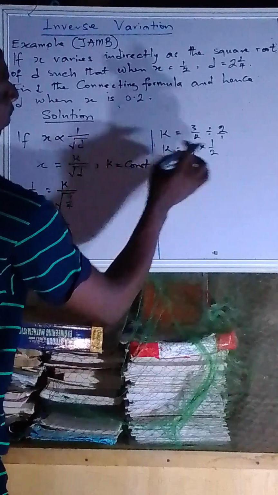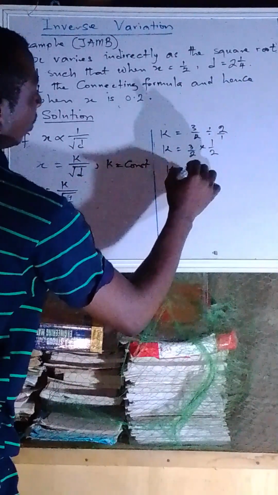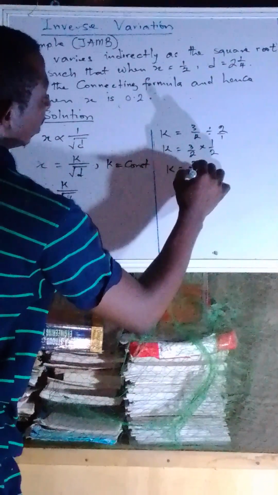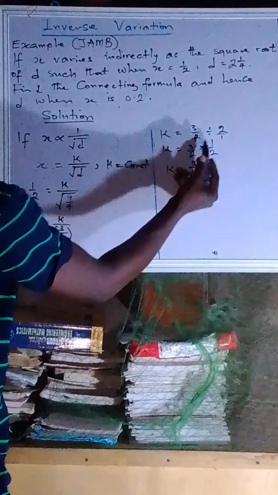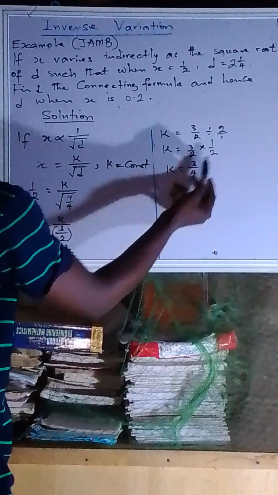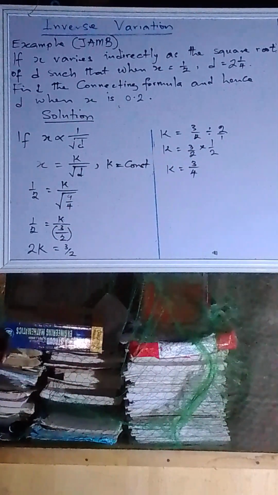So you can multiply the two together. k will now be 3 over 4: 3 times 1 is 3, 2 times 2 is 4. So that is the k.